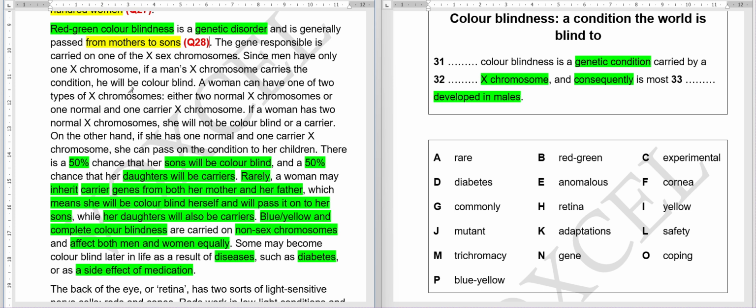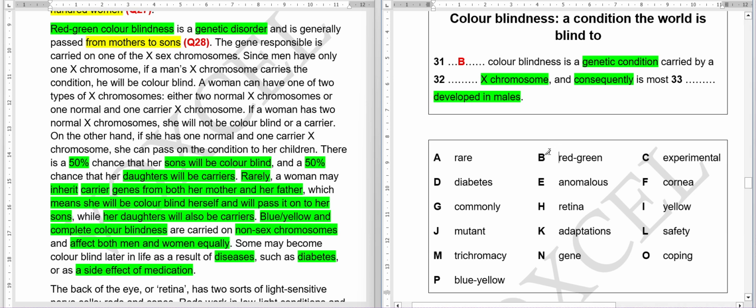Okay, time's up. So what is the answer for question number 31? Yeah, B option, red green. So let me mark this. Our answer to this question is red green, where it is written that color blindness is a genetic disorder, genetic condition. So I'm going to mark it here. Then let me write the location, guys. Just give me 1 sec.